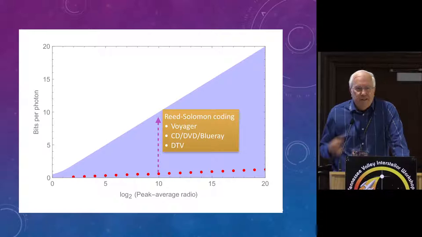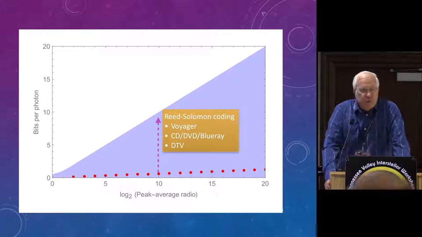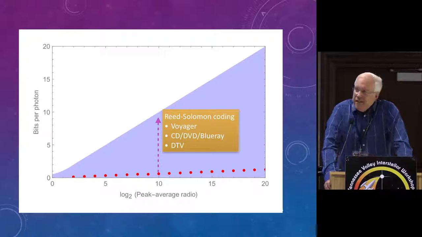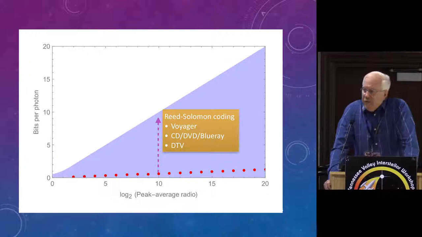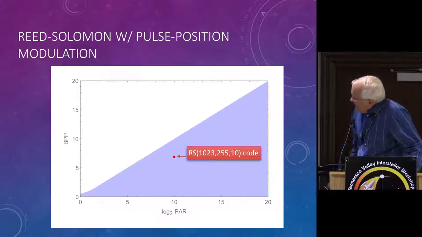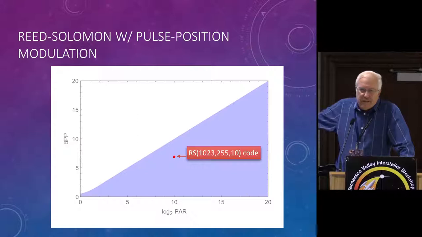For your information, Reed-Solomon coding flew on the Voyager spacecraft back in 1977, together with a layer of convolutional coding on top. If you've ever watched DVDs or listened to music on CDs, what you were listening to was played through a Reed-Solomon decoder. And if you've ever watched TV, Reed-Solomon coding and decoding is incorporated in both the over-the-air and the cable TV systems that we're using today. So using that technique and optimizing it for a peak-to-average ratio of 10, Ian was able to get up to about 6.8 bits per photon.